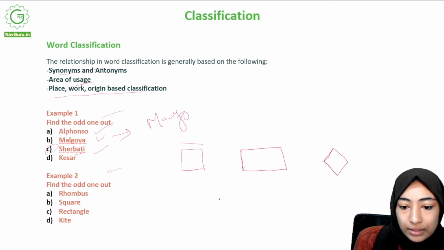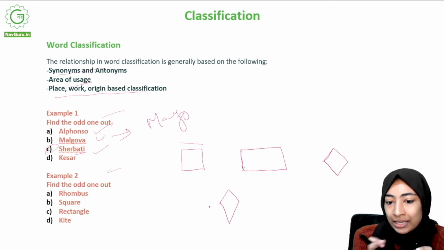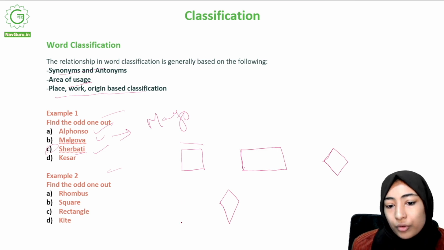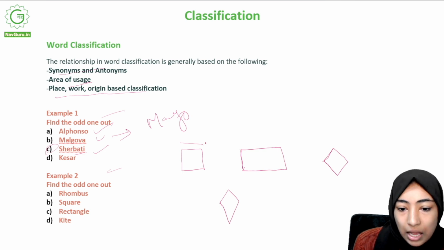Okay, and now let's have a kite. So drawing these figures really helps you figure out if there is any figure that stands out. So you see all four of these have four sides, so it's not the number of sides. Is there anything else? Let's look at the angles.